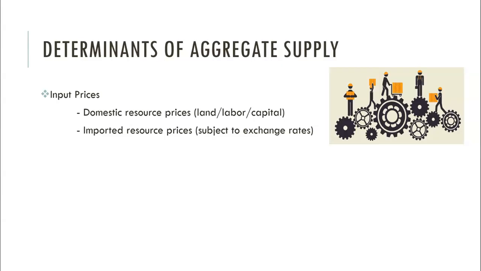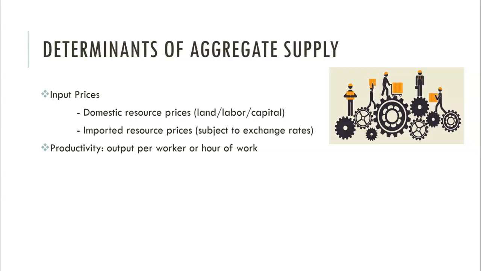Input prices are going to have an immediate effect on our short-run aggregate supply. If land or labor or capital become more expensive, in the short run, that's going to shift aggregate supply to the left. If it becomes cheaper, it's going to shift aggregate supply to the right. In the long run, input prices don't tend to affect our potential GDP as much because the sale price of the product can also just adjust. Any increases in the price of land, labor, or capital can then be translated into an increased sales price of the product and therefore not necessarily affect production.